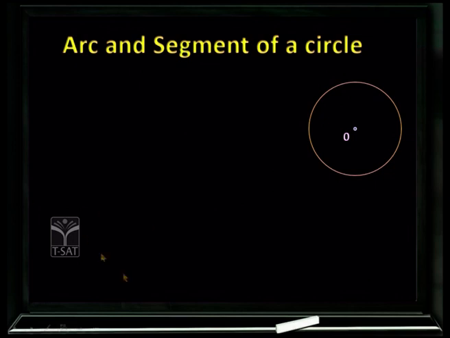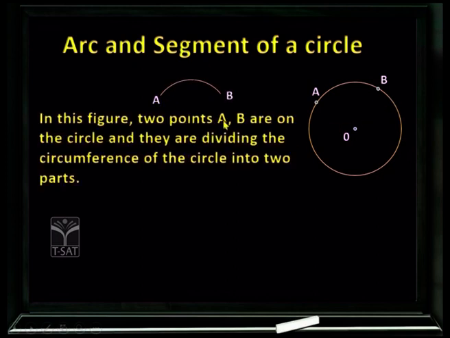Now, let us see what is the arc and segment of a circle. So, this is a circle, A is a point on the circle, B is a point on the circle. So, AB is a part of a circle which we call an arc of the circle. In this figure, 2 points A and B are on the circle, and they are dividing the circumference of the circle into 2 parts.